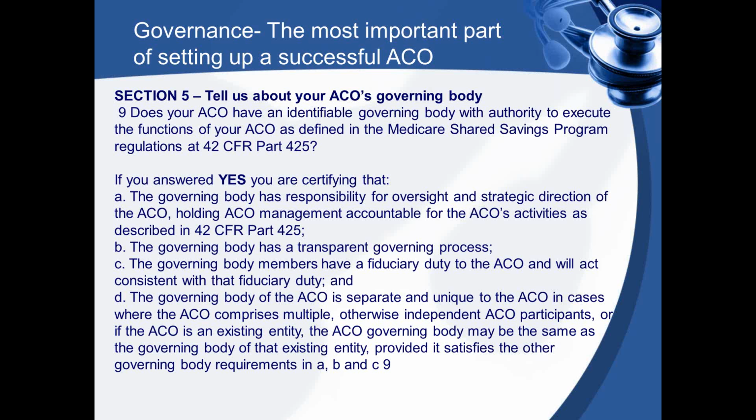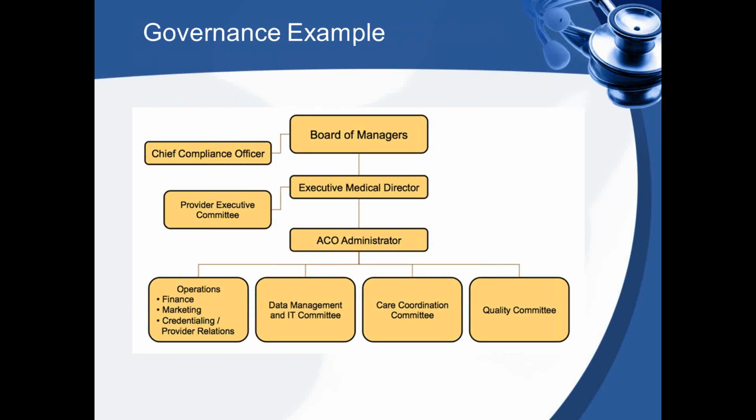And this is the actual question on the application. Does the governing body have oversight and strategic direction? Is it a transparent governing process? Fiduciary duty. This is very key. The members of the governing body have to have explicit responsibility to the ACO when making decisions. They can't make decisions based on their own clinics, their own networks, or whatever. It has to be for the ACO, and there's a conflict of interest policy that we'll see in a couple minutes that every one of them has to sign too, but it has to be separate and unique.